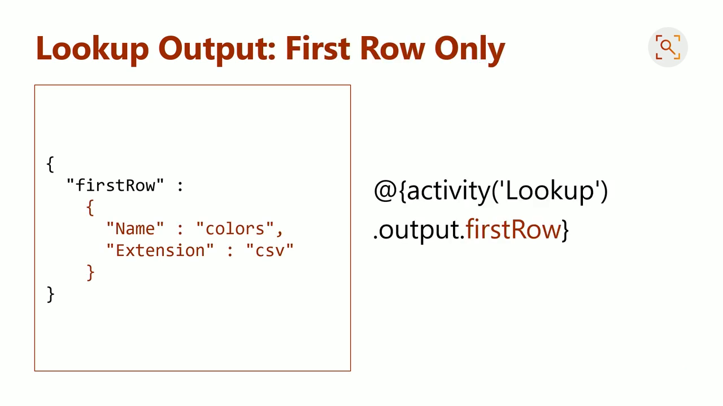So let's start by looking at the first row only. In this case, when you're saying activity lookup.output, which is all the output that you see on the left-hand side there, if you say dot first row, that's going to give you the entire object for that first row. Again, same as the previous example that I showed. If you want to get a specific part of that, you need to go in and define that you want to get first row dot name or first row dot extension or something similar.